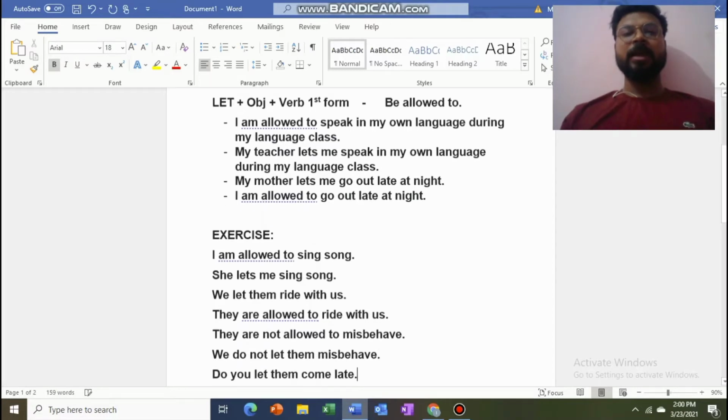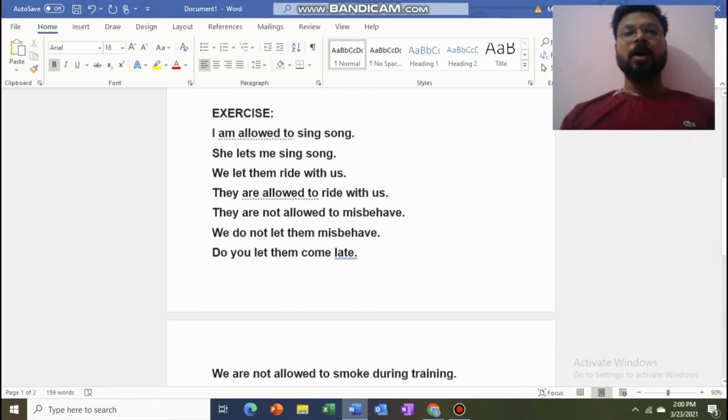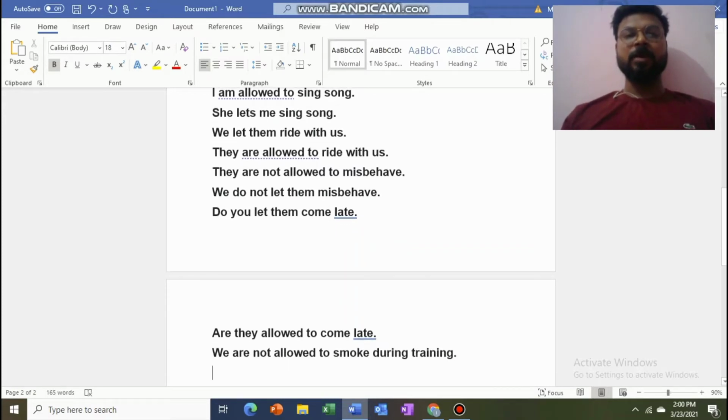And the last one is: do you let them come late? So, are they allowed to come late? Sorry, and this is the last one. We are not allowed to smoke during training, so they do not let us smoke during training.